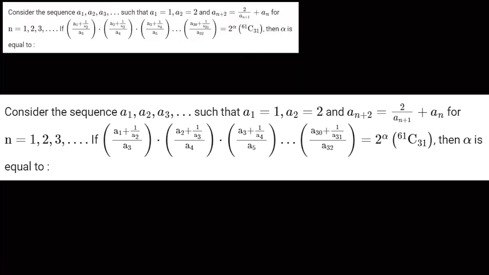Now here we are given the sequence a1, a2, a3 such that a1 is equal to 1, a2 is equal to 2, and a_{n+2} is equal to 2 upon a_{n+1} plus a_n, and we need to find value of a1 plus 1 upon a2 upon a3, a2 plus 1 upon a3 upon a4 up to a30 plus 1 upon a31 upon a32, and if this is equal to 2 to the power alpha 61C31, then we need to find the value of alpha.